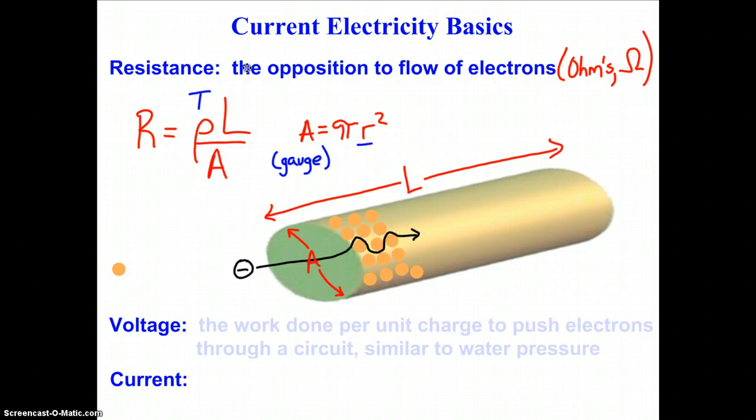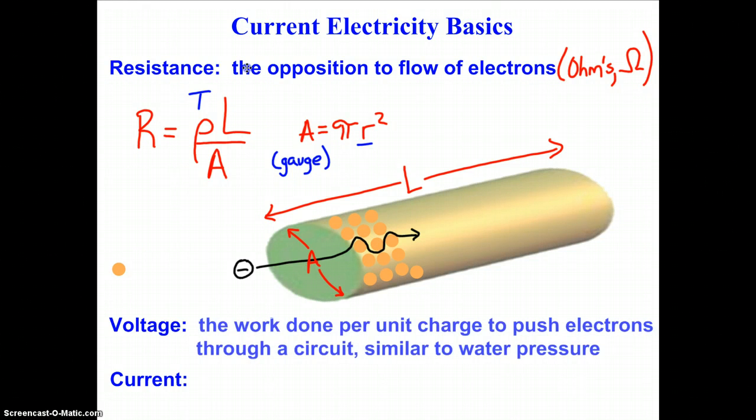Let's move to voltage, which we've already had some discussion on in our unit on electrostatics. Voltage is the work done per unit charge to push electrons through a circuit. Often the water analogy is used in current electricity: if you think about water moving through a hose, for example, voltage would be similar to the water pressure that's pushing the water through the hose. And as we discussed earlier, the unit of voltage is volts, and the symbol is capital V.